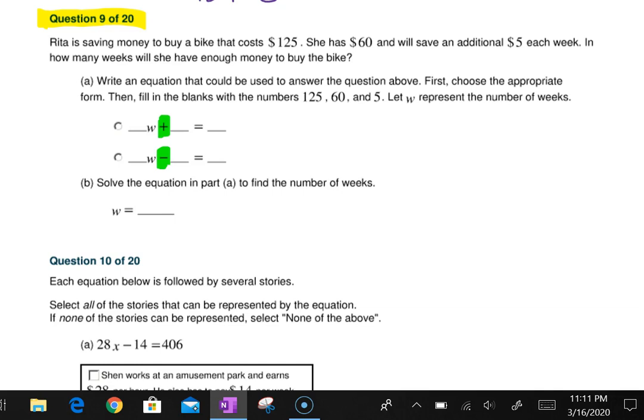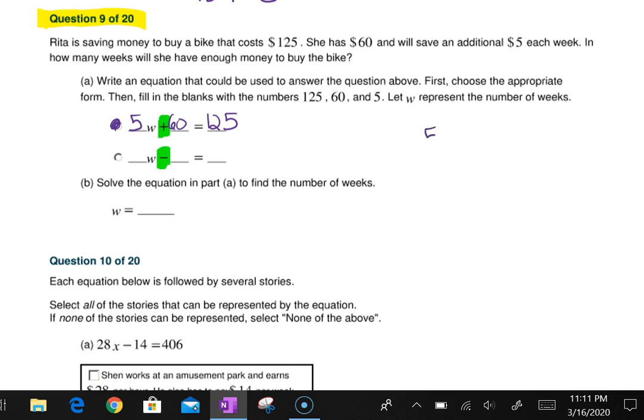Well, she's starting out with $60, and she's saving 5 more. That means she's adding to her savings. So I'm going to choose the plus sign. And she's starting off with $60. That's how much she already has. That one doesn't have a variable. But she's adding $5 each week. That's the one that you multiply by W because it's another $5 for every single week she works. And she wants to get a total of $125. So that's the total for that equation.